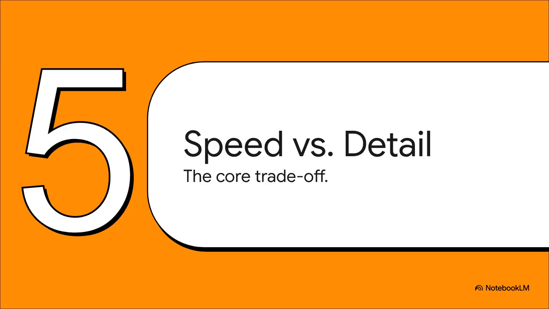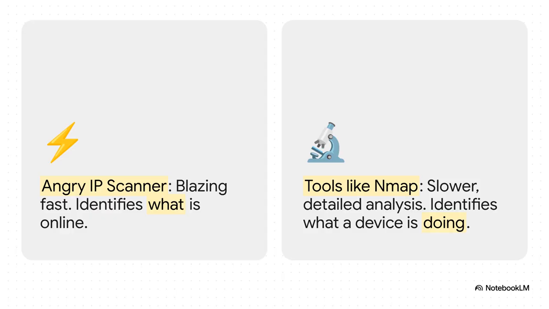Okay, so let's get to the most important part of this whole thing. The incredible speed of the Angry IP Scanner comes with a trade-off. And really, understanding this trade-off is the absolute key to knowing when and how to use this tool effectively. Here's the deal. Angry IP Scanner is amazing at telling you what is online. It hands you a list of live IP addresses, period.